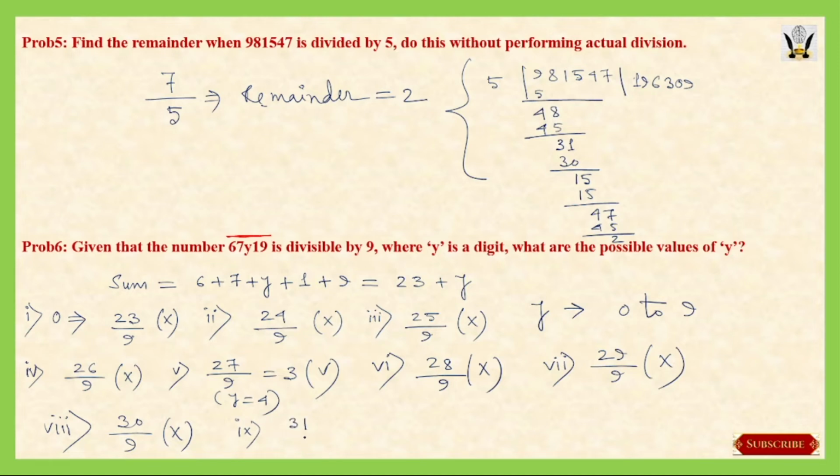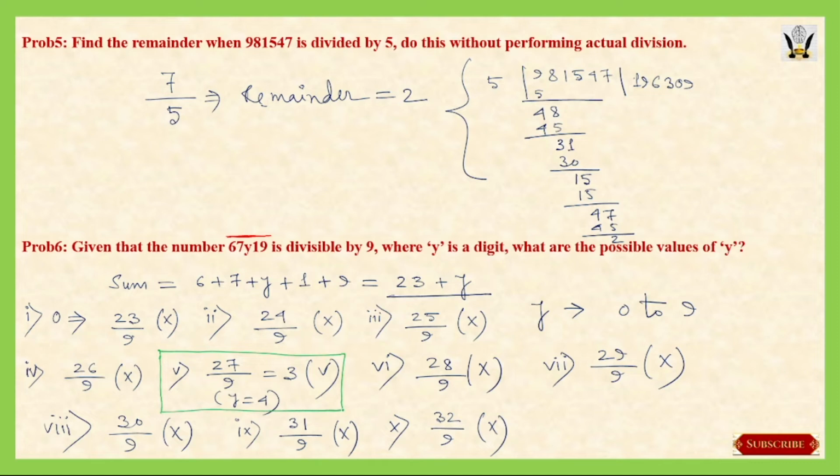Then the next possible value of y could be 8. So the summation will be 31. 31 is not divisible by 9. Then the last possible value of y is 9. 9 plus 23 is 32. 32 is not divisible by 9, so it is also not possible. That means we can see here that the only possible value of y is 4, and for that value the whole number will be divisible by 9.